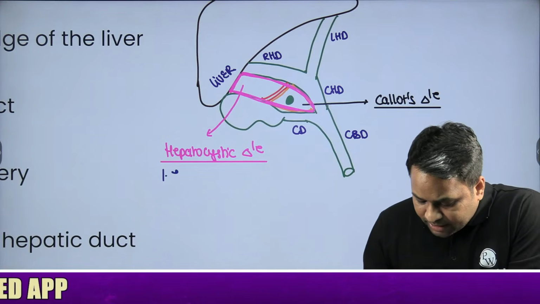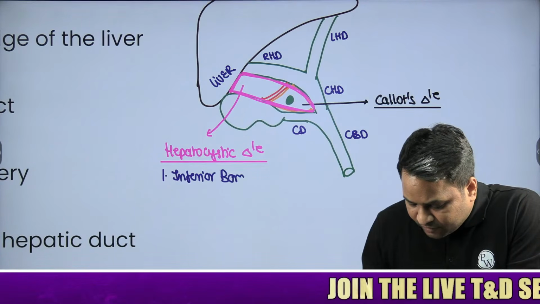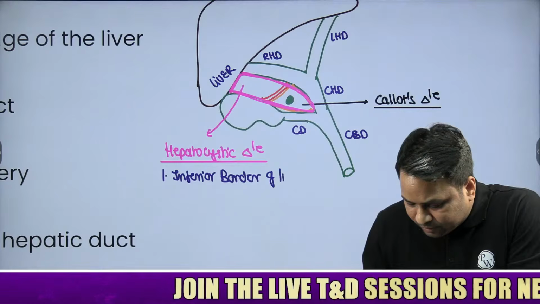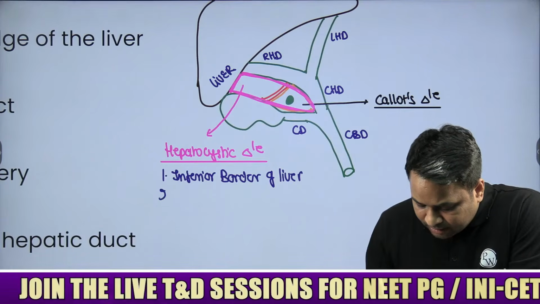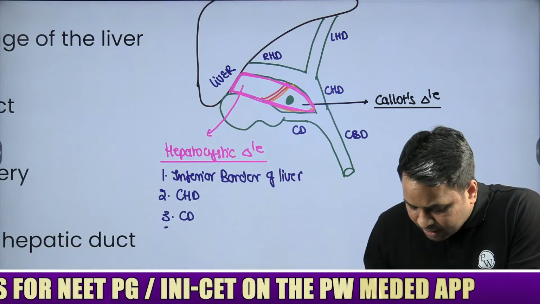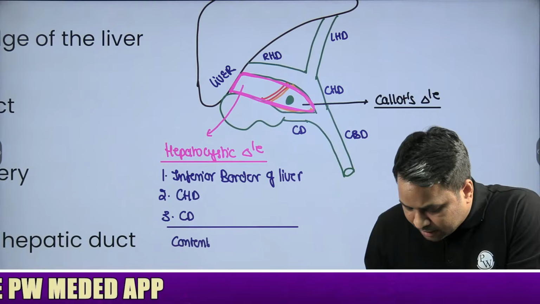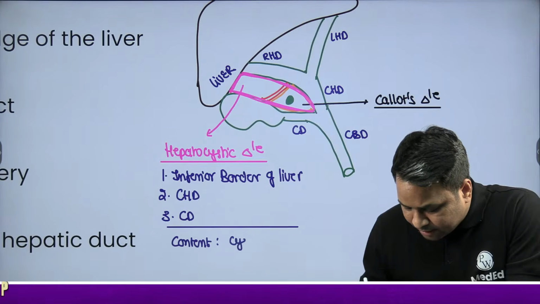Number one, it is the inferior border of the liver. Second, the common hepatic duct. Third, it is the cystic duct. If they ask you the content, here it is going to be the cystic artery.